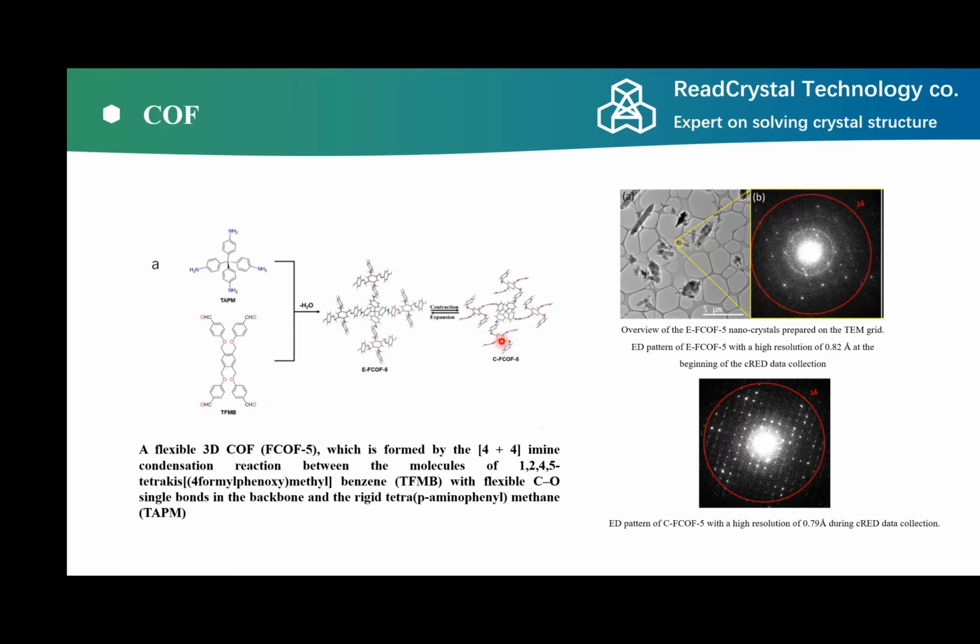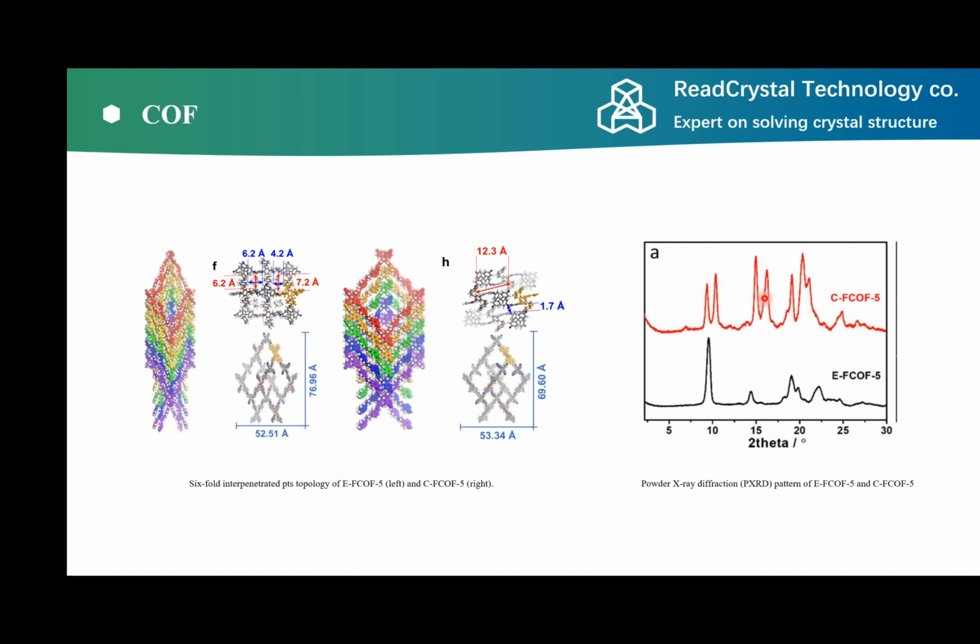So in this case, we collected the data from a nano-sized COF crystal. We got a diffraction pattern at 1 angstrom resolution, which is not the best, but still good enough to solve the structure. With this data, the structure was solved, and it was found to be a 6-fold interpenetrated structure.